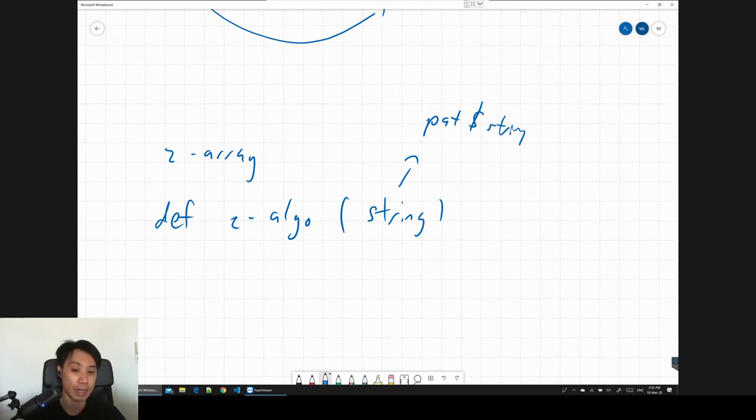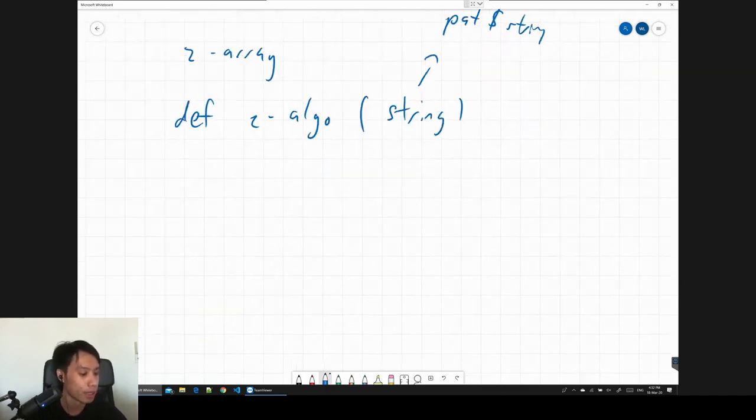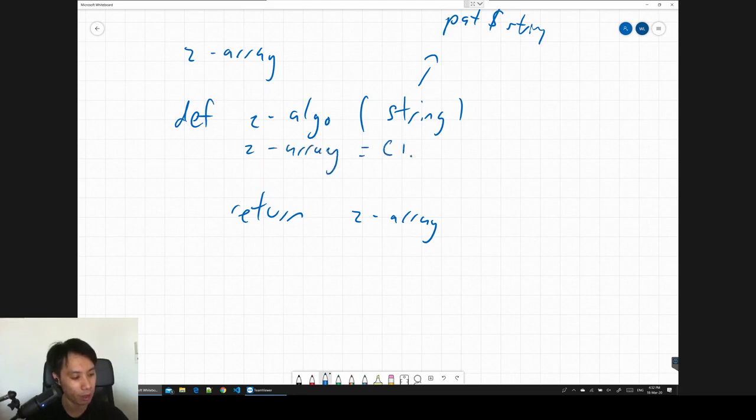You will understand why when you move on to your Boyer-Moore and KMP as well. Then it's going to return a Z array. So I'm going to define my Z array, which could be an array from 1 all the way up to n, where it is the same size as the string above.